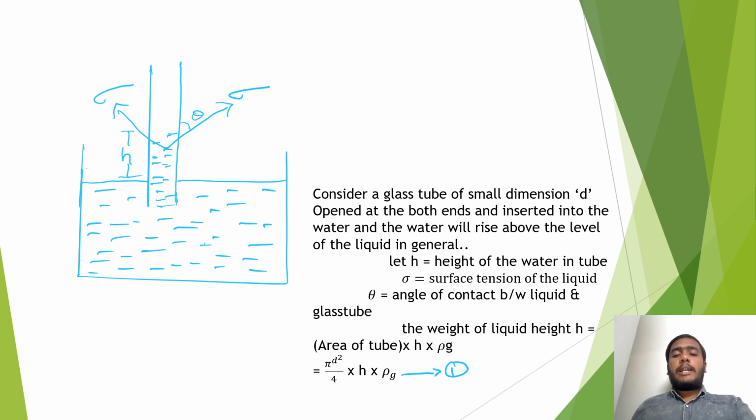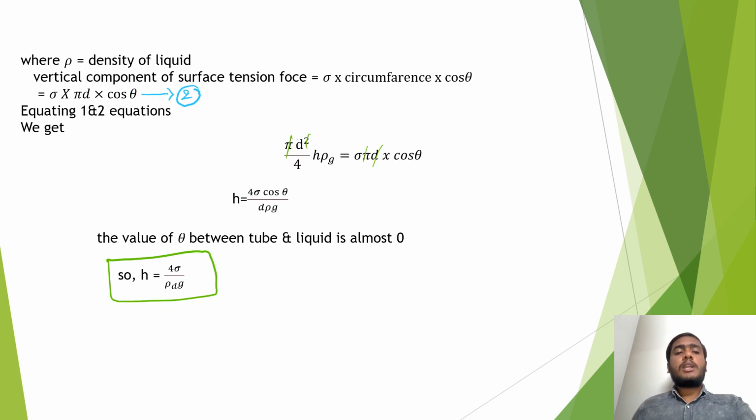The weight of liquid of height h is equal to area of tube into h into rho into g, which is equal to pi d square by 4 into h into rho g, where rho is the density of liquid. Vertical component of surface tension force is equal to sigma into circumference into cos theta, which is equal to sigma into pi d into cos theta. Equating equations 1 and 2, we get pi d square by 4 into h into rho g is equal to sigma into pi d into cos theta. h is equal to 4 sigma cos theta by d rho g.